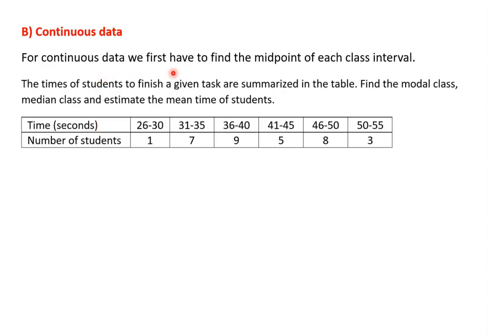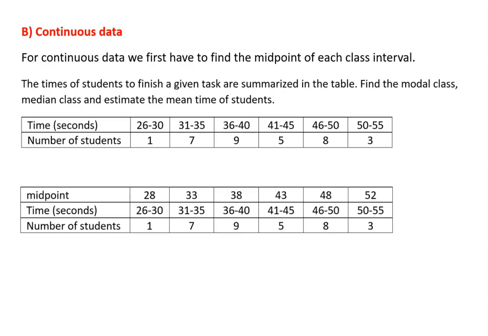The first thing is we have to add one more row to find the midpoint of each interval. So the first thing we have to do is to calculate the midpoint. The midpoint between 26 and 30 is 28. You just add them together, divide by 2, between 31 and 35 is 33, and so on. So you can see all the midpoints. Now let's bring the calculator up.